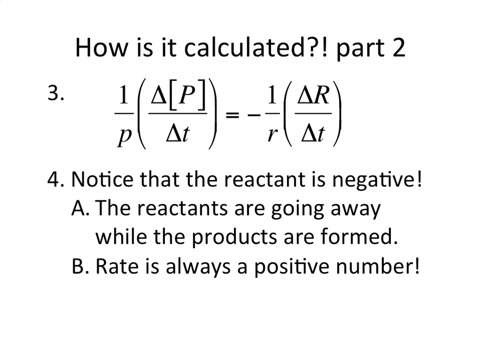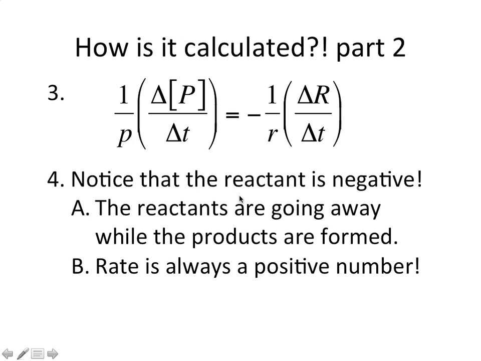How is this going to be calculated? First of all, we take 1 over the coefficient of whatever my product was and multiply that by the change in the concentration of whatever my product is, divided by the change in time. That is equal to the negative value of 1 over the reactant coefficient, times, there should be bars around here, the change in the concentration of whatever my reactant is, divided by the change in time.